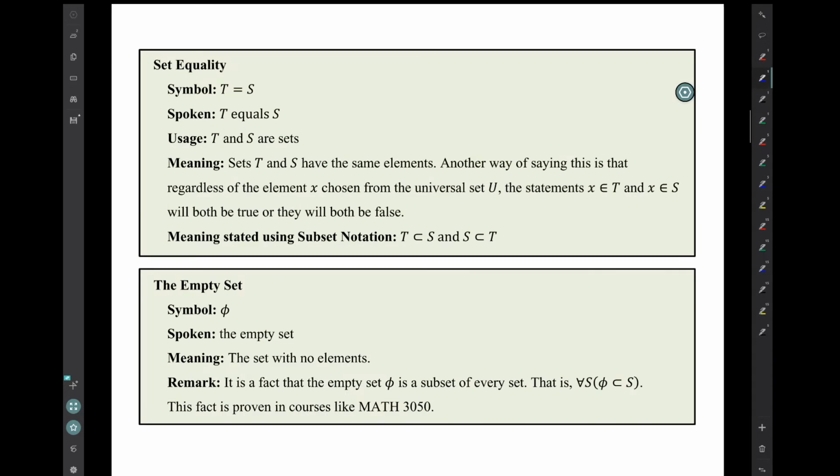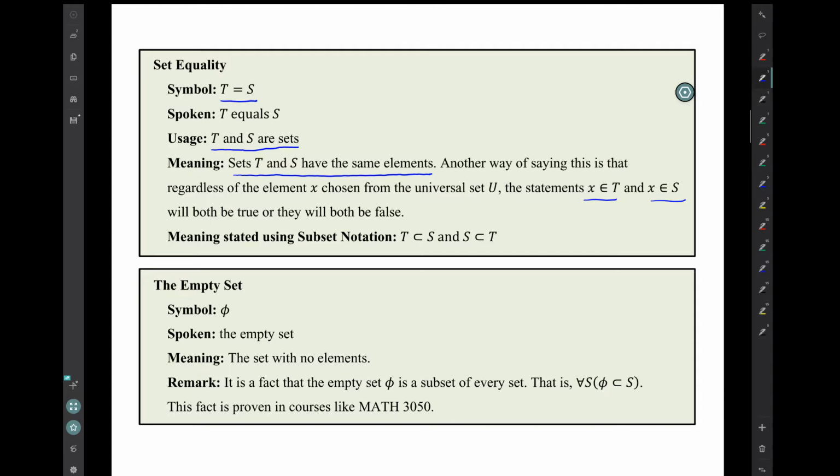Set equality is defined this way. This symbol, T equals S, in the case where T and S are sets, means the following. Sets T and S have the same elements. Another way of saying this is that regardless of the element x chosen from the universal set, the statements x is an element of T and x is an element of S will always both be true or both be false. Now, I feel that's the simplest way to define set equality.